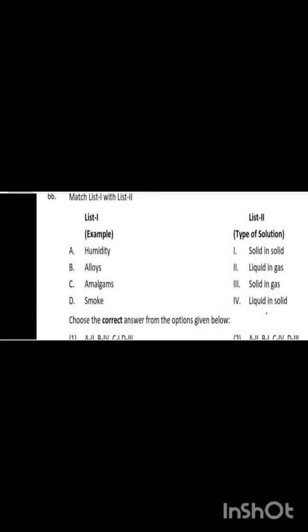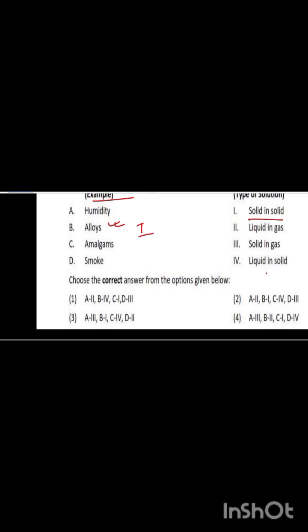Match list 1 with list 2. List 1: humidity, alloys, amalgam, smoke. List 2: solid and solid, liquid and gas, solid and gas, liquid and solid. So alloy, you can remember, alloy is a mixture of two metals, so it should be solid and solid. B corresponds to option 1. Let's see the options. There are only two options. Option 1 cannot be possible, option 4 cannot be possible.